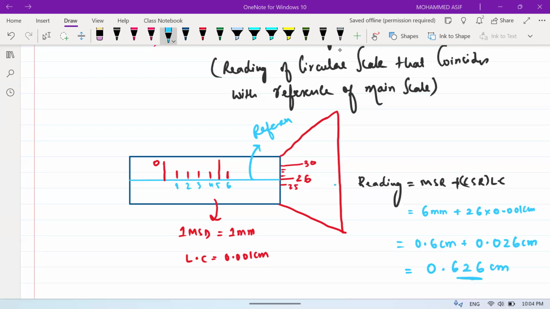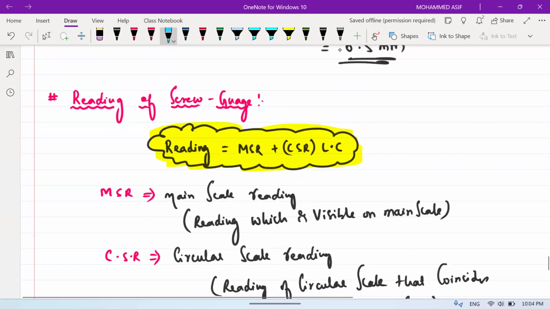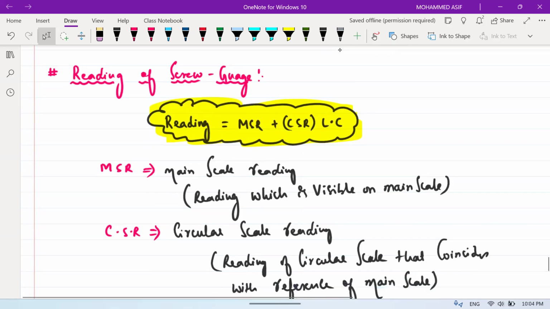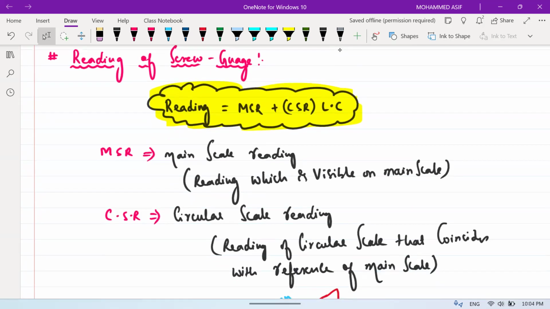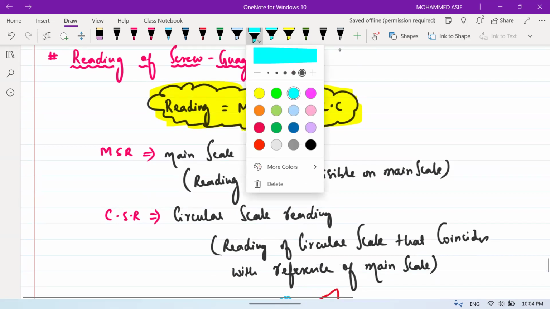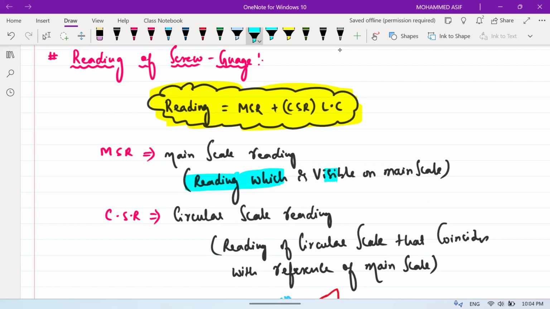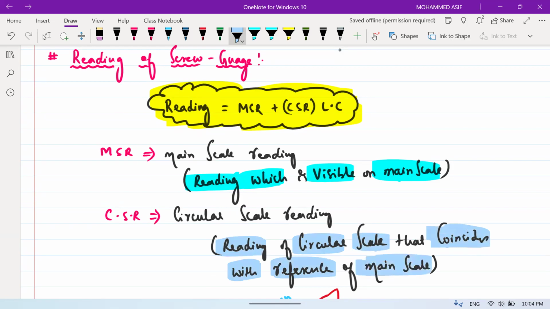Very good. Very good. Am I clear with this one? Got an idea how to take the reading? फिर एक बार देखो बेटा, reading. Reading is equals to how much for me? Your main scale plus your circular scale multiplied by least count. MSR means what? Main scale reading, the reading which is visible on main scale. Circular scale means what right now for me? This is very important beta, isn't it? The reading which is visible on the main scale. Okay. Now, what do you mean by circular scale? Reading of the circular scale that coincides with what? Reference of your main scale.